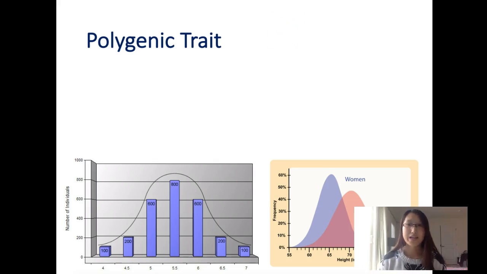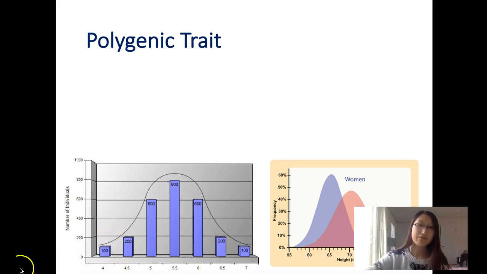A polygenic trait is a trait that's affected by multiple genes, and the result on the phenotype is that you will have a whole range of traits. So instead of just having A, B, or C, you have A and B and everything in between, like A.1 and A.2 and everything, all the way to B. I don't know if this makes sense to you, but anyway, for example, for height, you can have any kind of height, right? You can have any number.